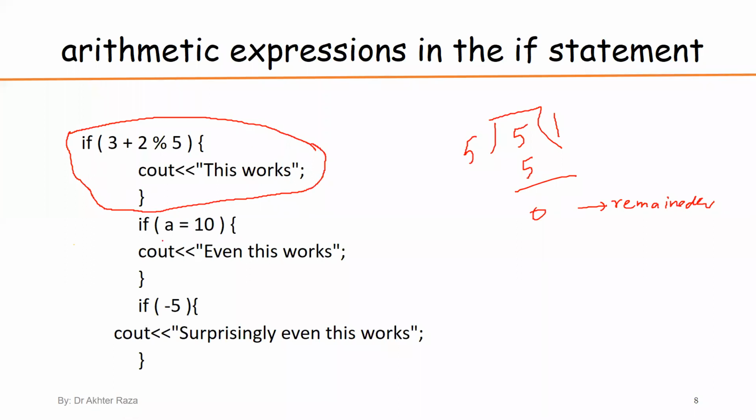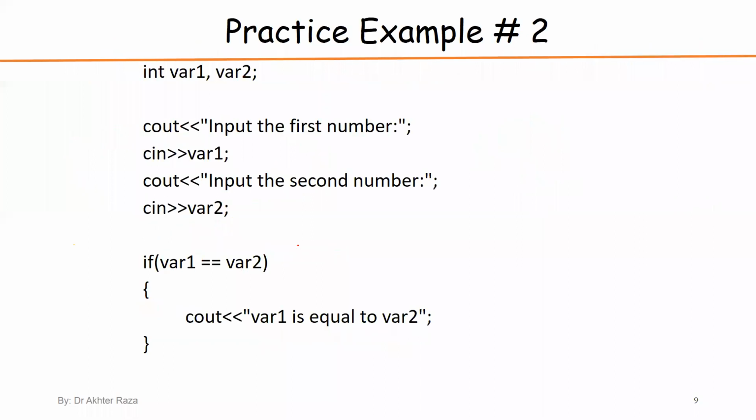This is another if. If A is equal to 10, then even this works. If -5 is not 1, the condition is false, then it goes outside. This condition is false. Surprisingly, even this works. So those are the different situations which occur in this program. This is just a demonstration of how if works.